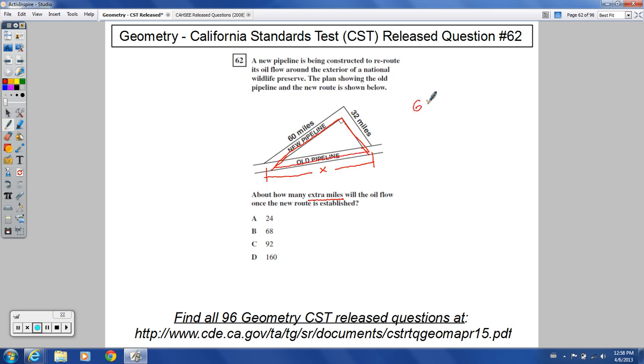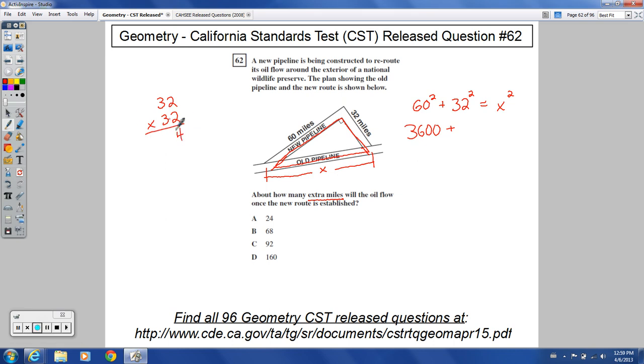So we've got 60 miles as one of the legs, and 32 miles is the other leg. Leg squared plus leg squared will equal hypotenuse squared. 60 squared is 3,600. 32 squared, I don't have that one memorized, so I've got to work that one out.